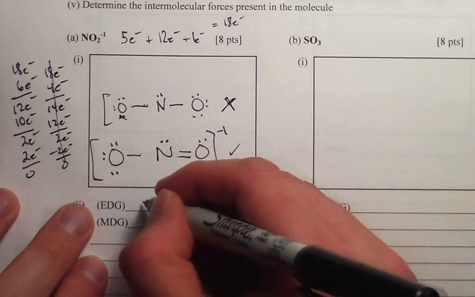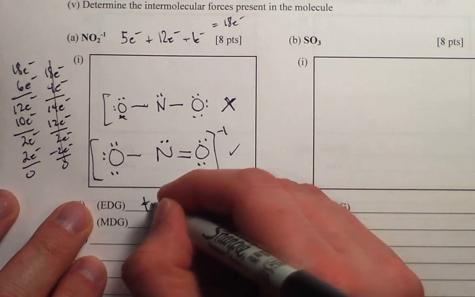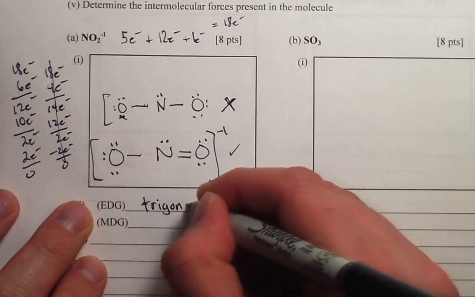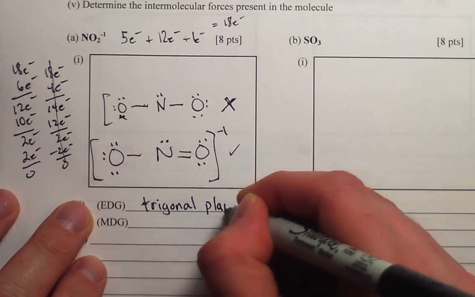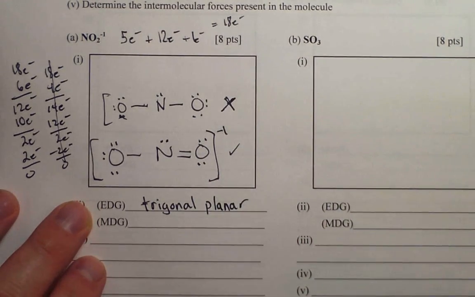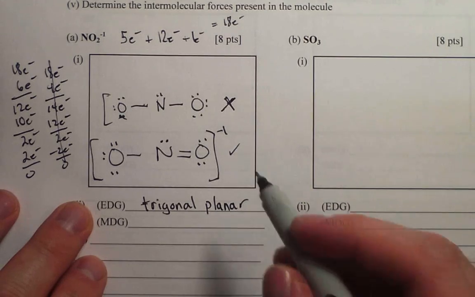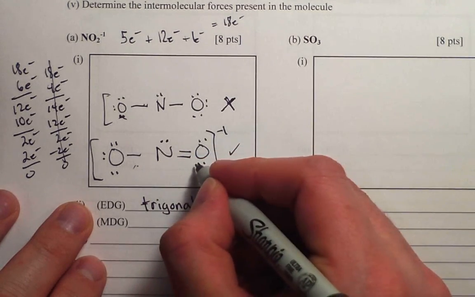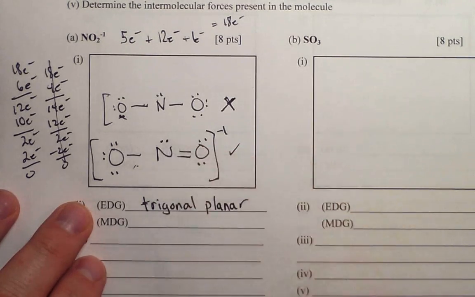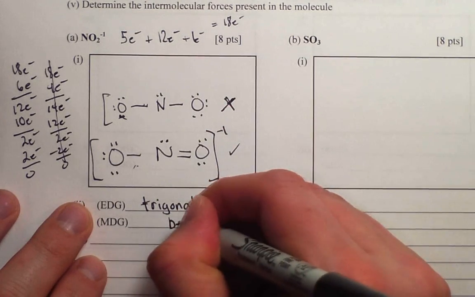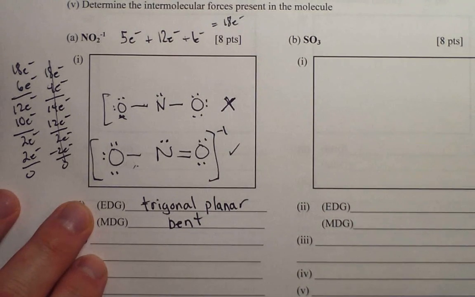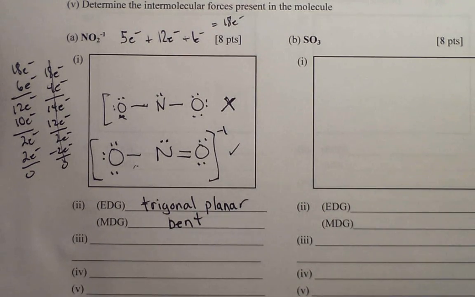3 electron domains means that the electron domain geometry, using our chart, or hopefully from memory at this point, would be something called trigonal planar. I have 2 bonding domains and 1 non-bonding domain. When we look that up in the structure, we will find that this molecule is in fact bent. So that was question 2.